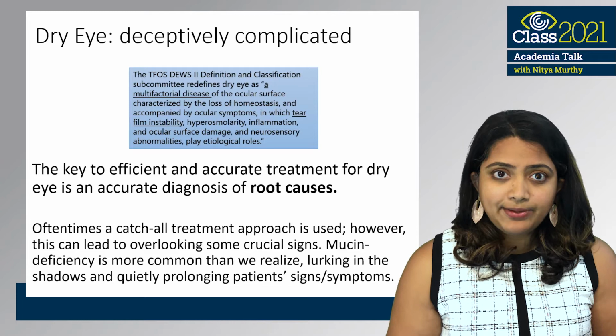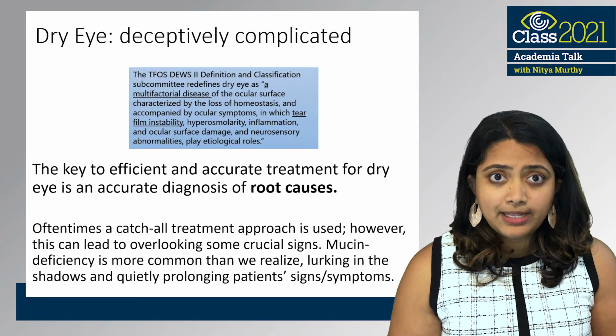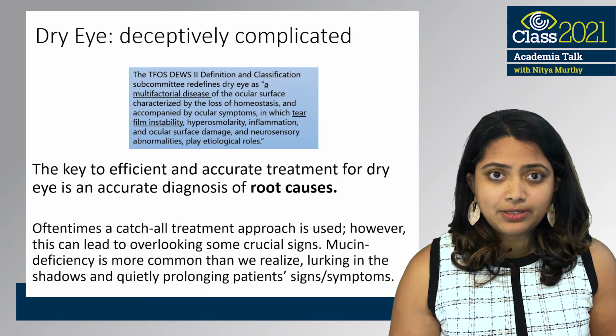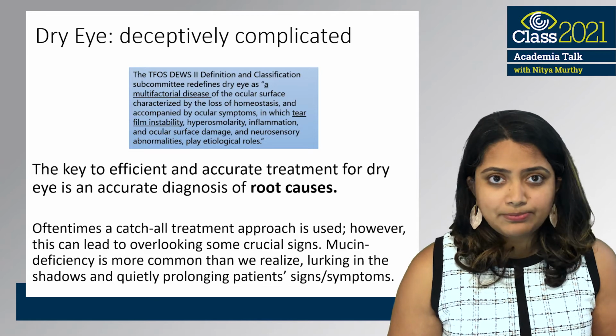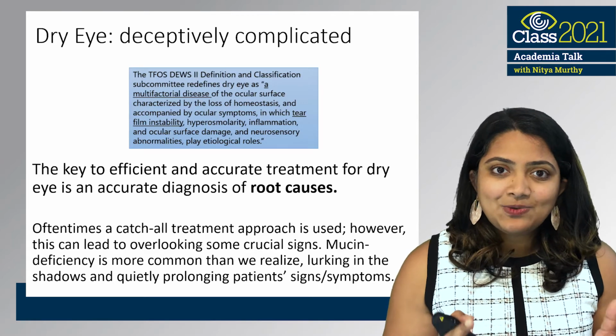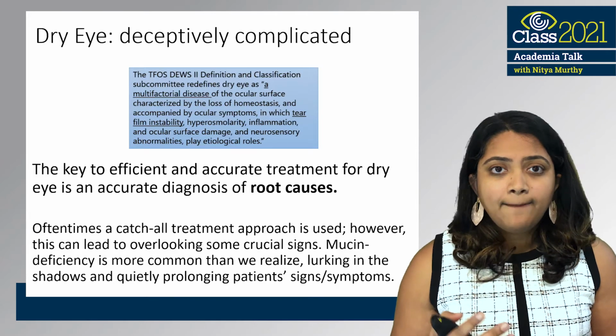So on this slide, we have a really great definition. It's the DEWS definition, and I like it quite a bit. And the reason I like it is because it talks about the complexity and the depth of dry eye disease. We now know that it's not as simple as their eyes are dry, let's get them wet with artificial tears. We know that there's a lot more to it than that.